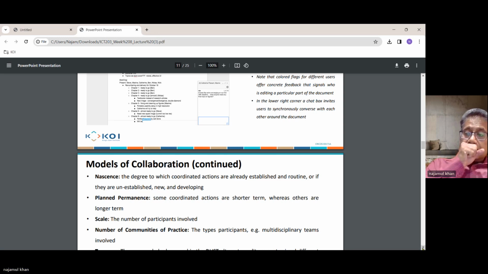Then again, we're going to look at it from the point of view of a designer, and how important a role a designer can play here. We're talking about planned permanence.